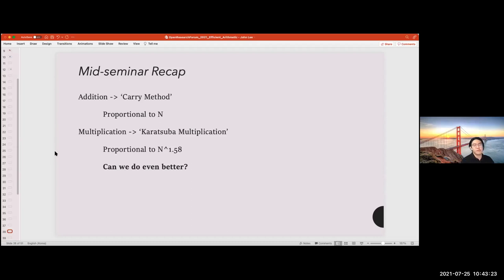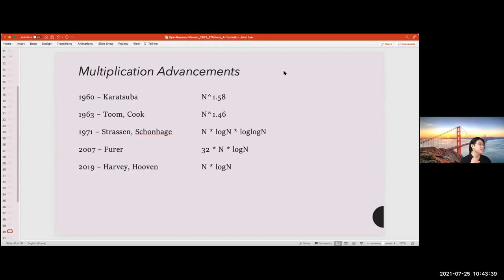But people started wondering, can we do even faster? Karatsuba multiplication was a technique, I believe, published in 1960. There have been a lot of improvements since then. And yes, we can. So in 1960, Karatsuba proposed the n to the power 1.58 method. And as history goes, these are some of the big and most well-known papers that reduced the computational intensity of multiplication. But as you can see, the numbers don't go down too much.